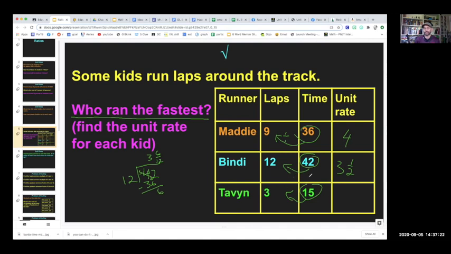15 divided by 3 is 5. Okay, so now this tells us that it took Maddie 4 minutes to run each lap. It took Bindi 3.5 minutes to run each lap, and it took Taven 5 minutes to run each lap. So that means that the fastest person was Bindi because she ran the laps in the smallest amount of time.